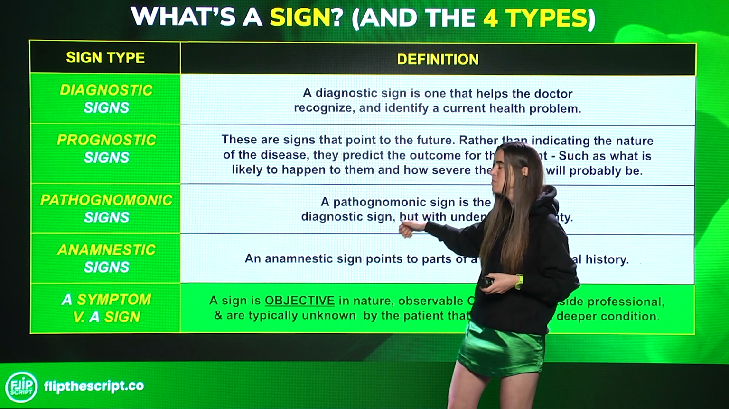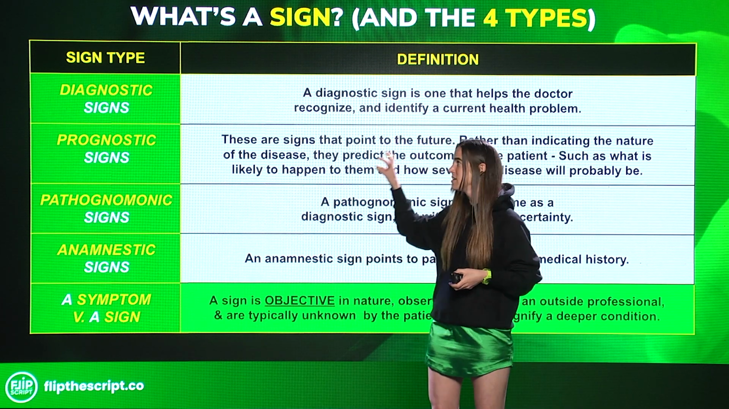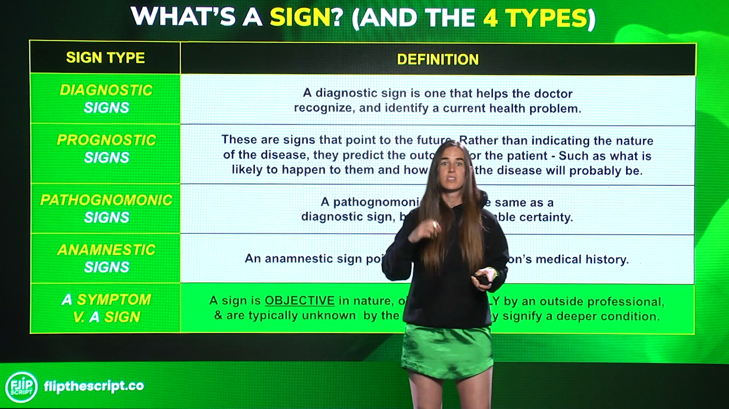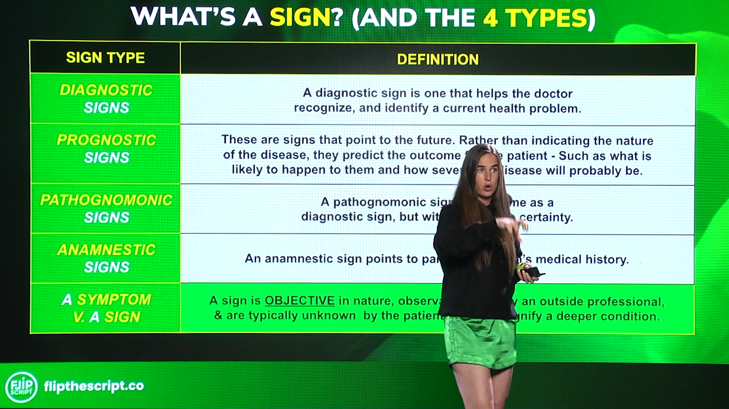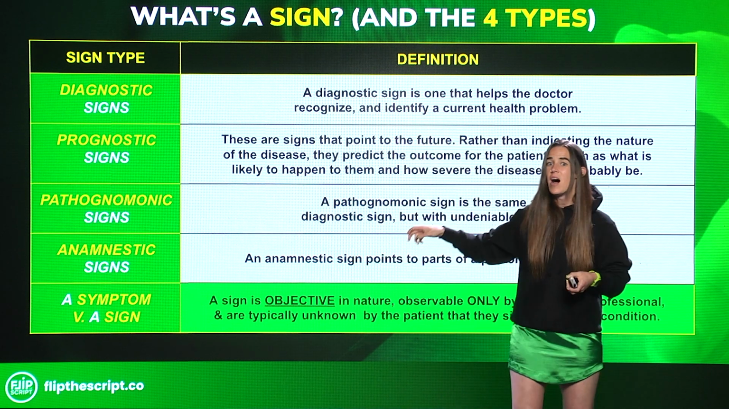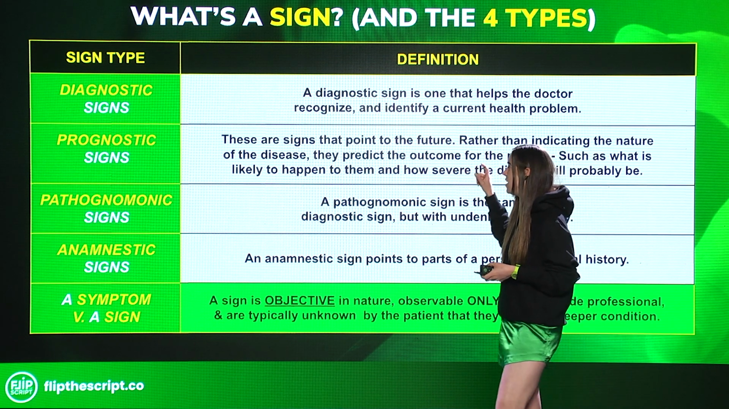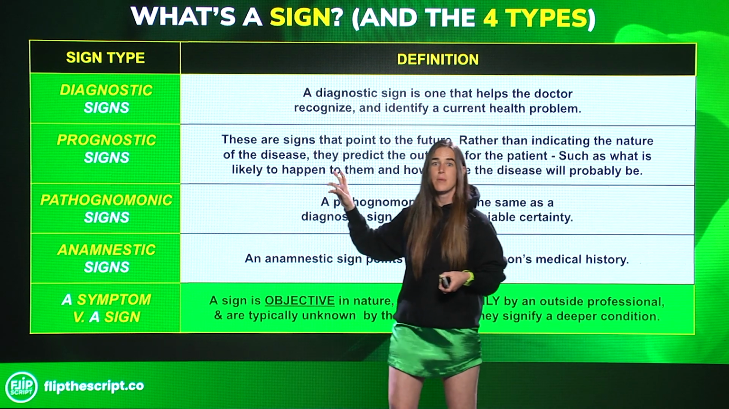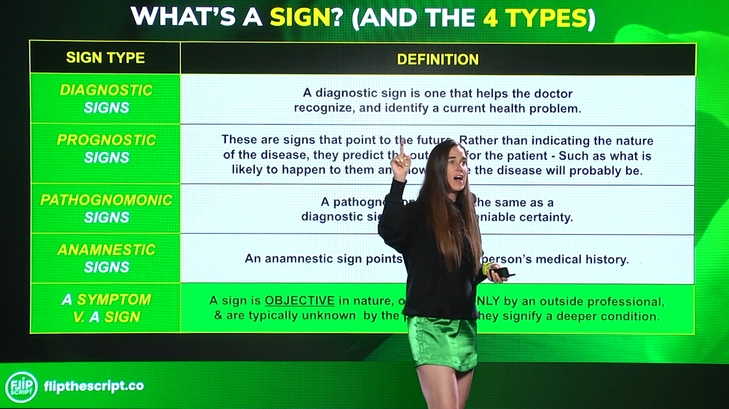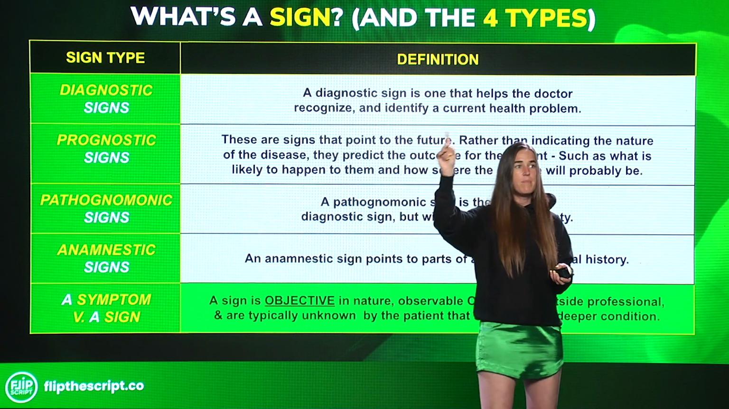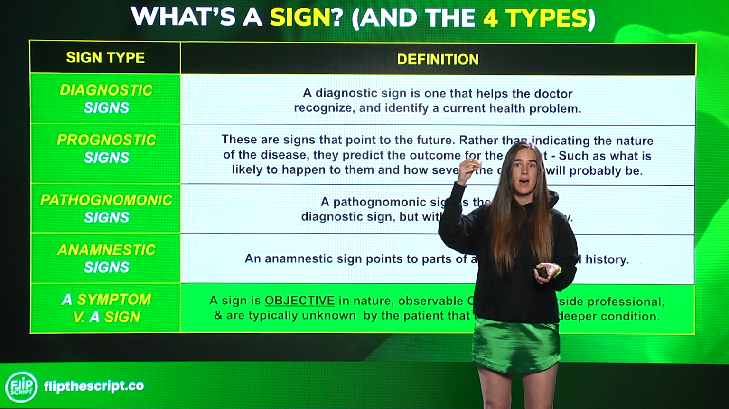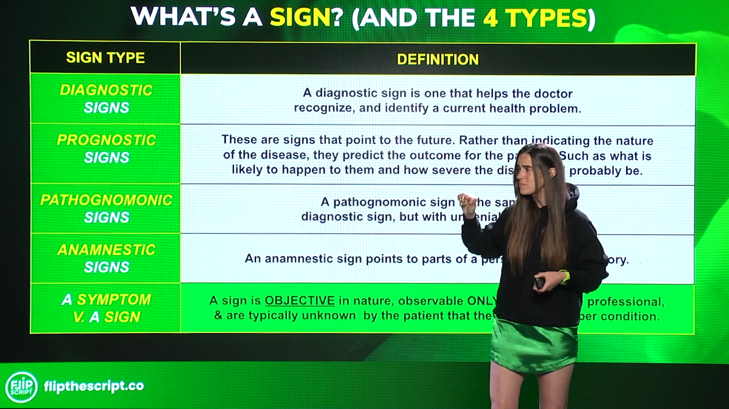I'm not going to go deep here. These are all very medical, but basically diagnostic signs are signs that help you diagnose that someone currently has a condition. Prognostic signs are signs that point to a future condition or a future impact state that's going to happen for a current condition.